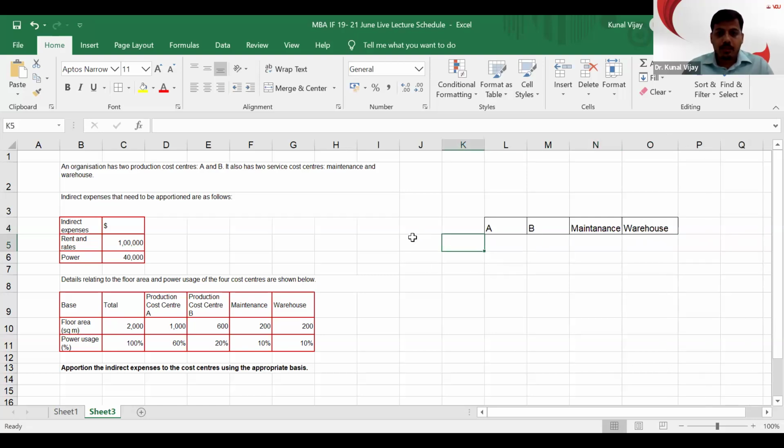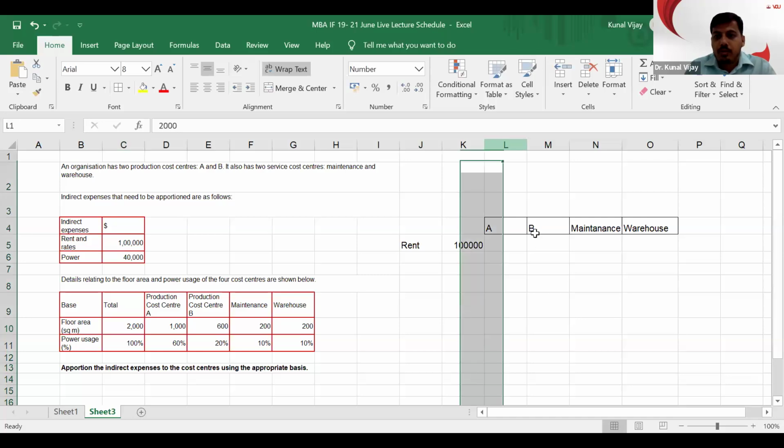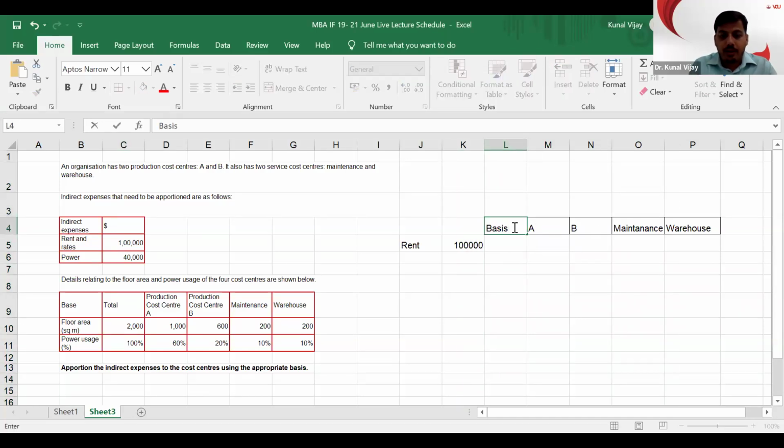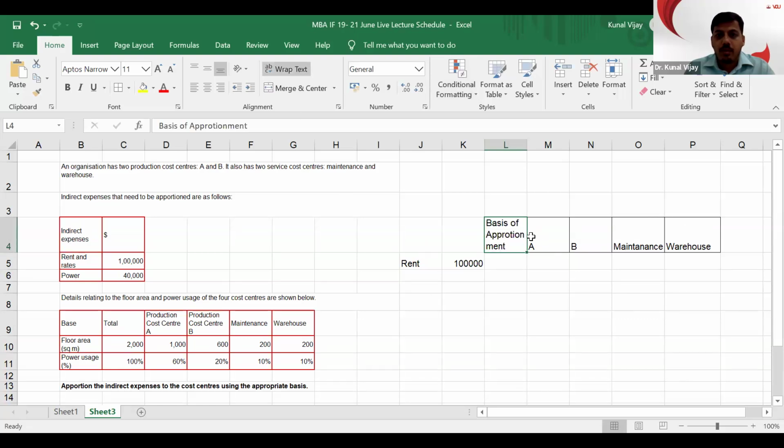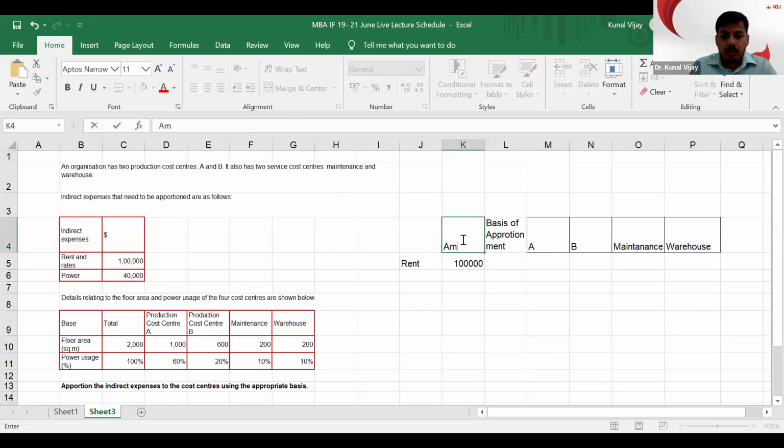So, the first expense, which is given as rent, is costing 1 lakh. Now, we will have to divide it according to the floor area. So, here I will write down basis of apportionment. This is the total amount, this is expenses. So basis of apportionment will be floor area.